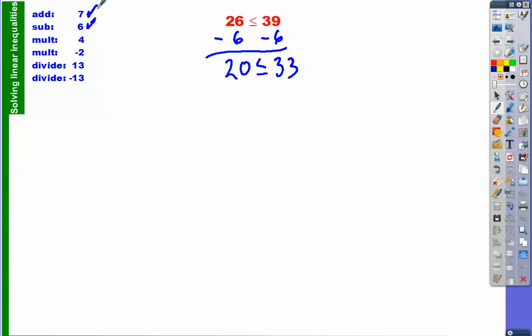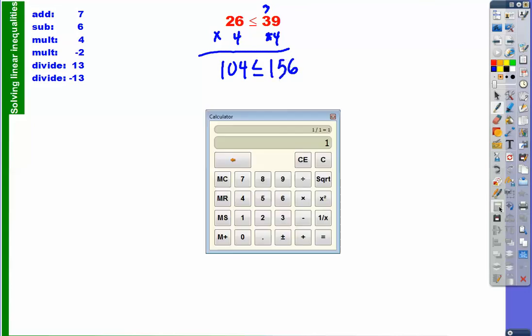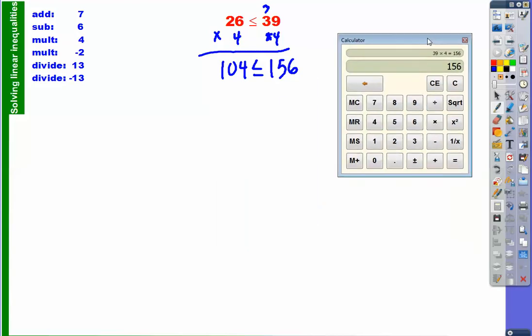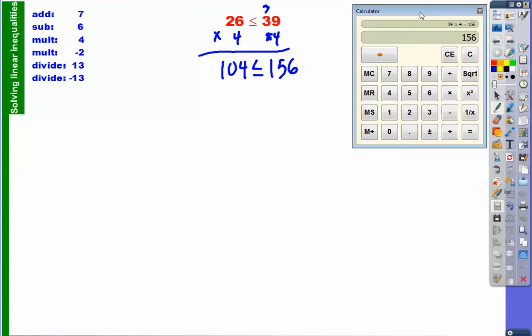Now let's try multiplying. If we multiply by 4, we'll get 104 is less than 4 times 9 is 36, carry the 3, 4 times 3 is 12, plus 3 is 156. We could easily double check this. So we have 39 times 4. Multiplying by hand still works, believe it or not. And is this a true statement?